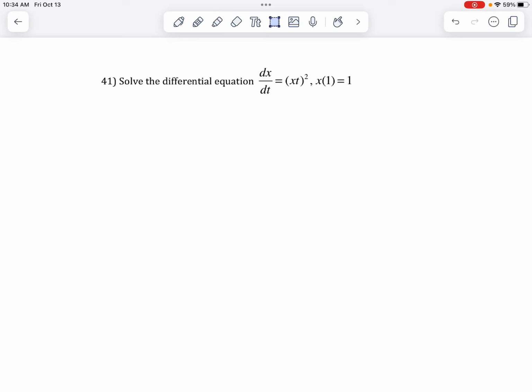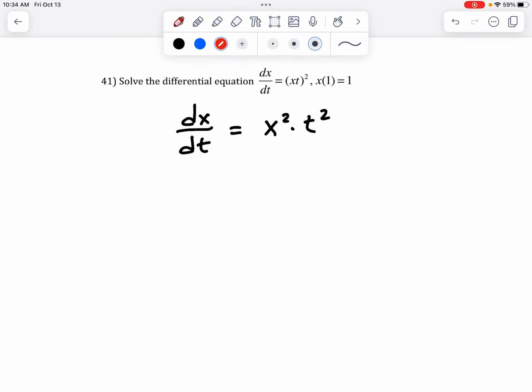So here's a nice review problem for differential equations. This one looks like it's separable. So we've got dx/dt, and then on the right side you could write that as x squared times t squared. And then move the x's to the left side, so divide both sides by x squared.